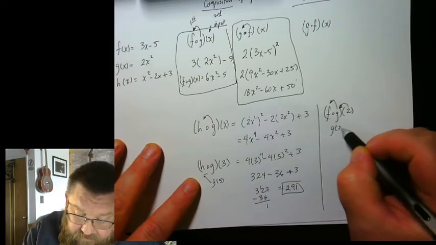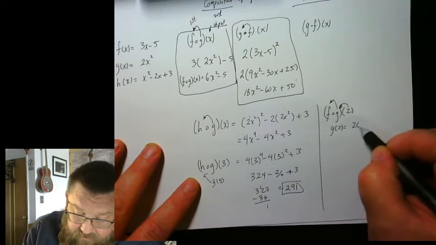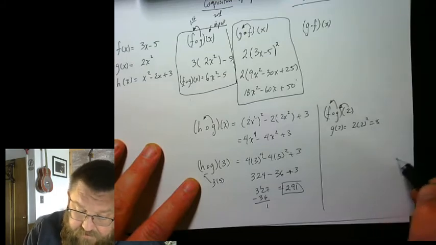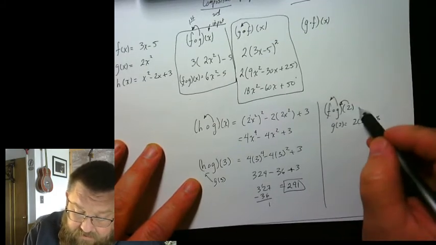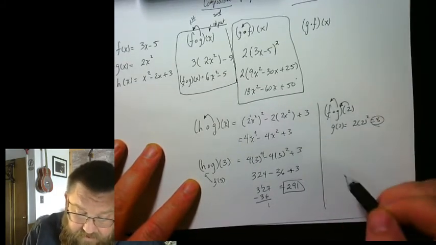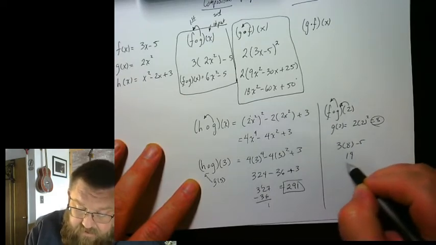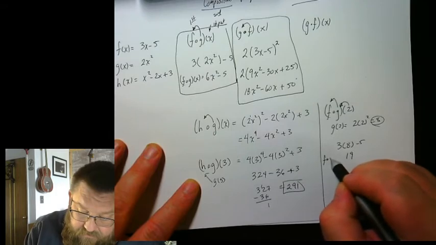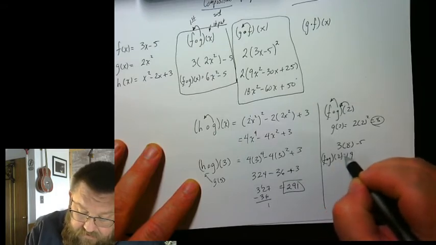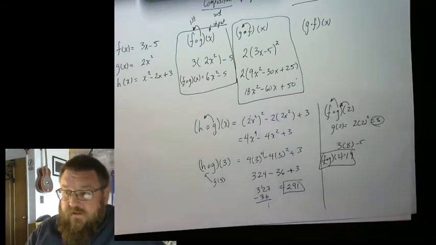I would do g of 2 first. So that's going to be 2 times 2 squared, which is 8. Then I would take and plug that value into f, and that would give me 3 times 8 minus 5, so that's 19. So f of g of 2 would be 19. See how that works? Boom, done.